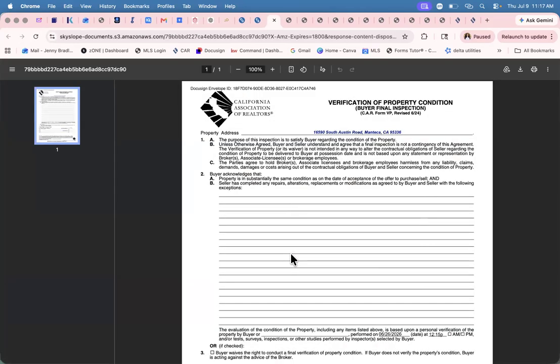This is very important. So this is your final walkthrough, okay? Can you guys see the screen? Yes. So this is to be done 3 days before you close escrow. I like to do it literally the very last day of escrow or the day before.